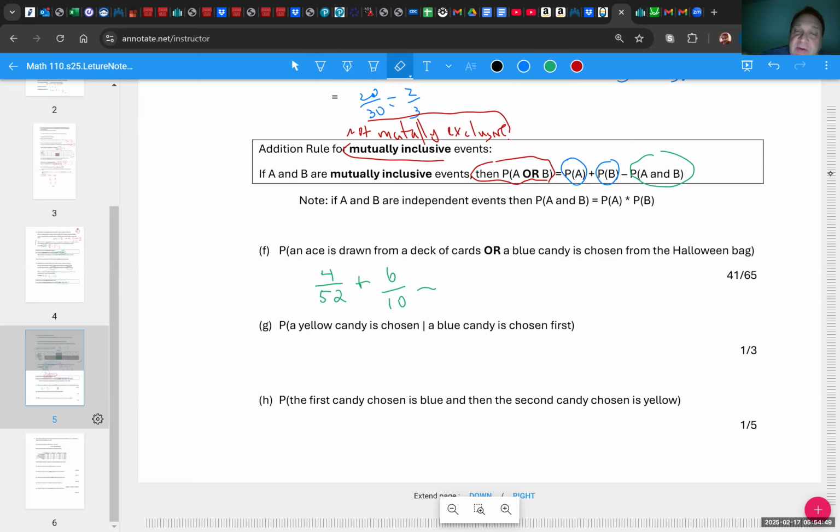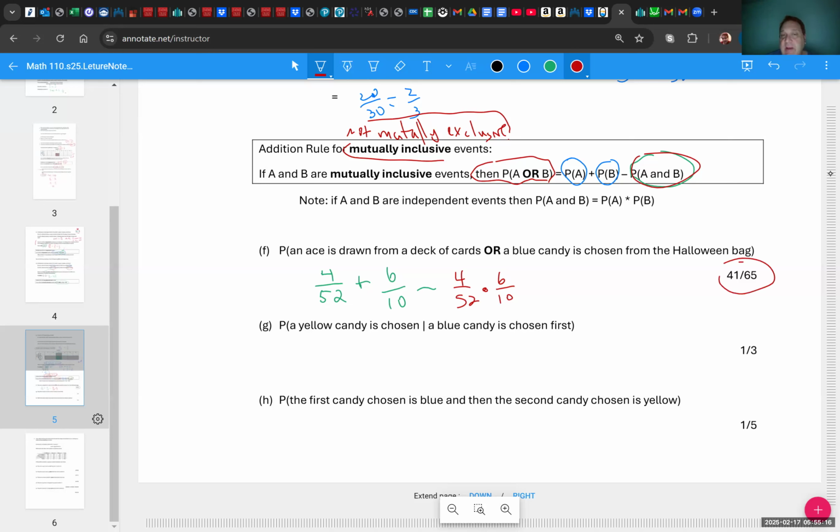The probability they both occur would be the 4 out of 52 times 6 out of 10. They're independent events, so we just multiply those two together, and that would be the A and B, this part right here that we're subtracting off. So we got a bunch of little math formulas here to do. And you can work it out. It works out to be 41 out of 65.